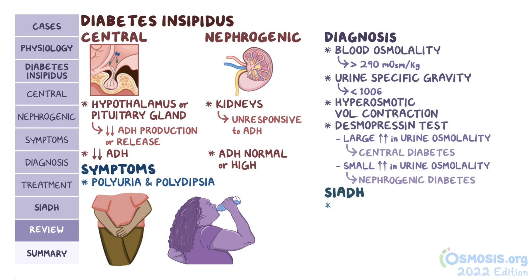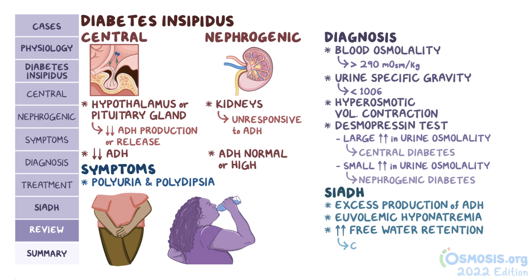With SIADH, there's excess production of ADH, euvolemic hyponatremia, excessive free water retention, which causes concentrated urine, and decreased serum osmolality.